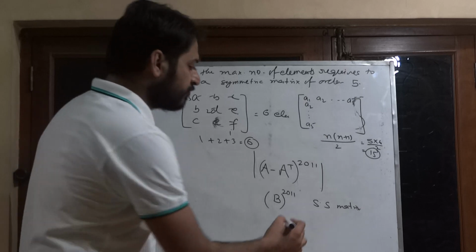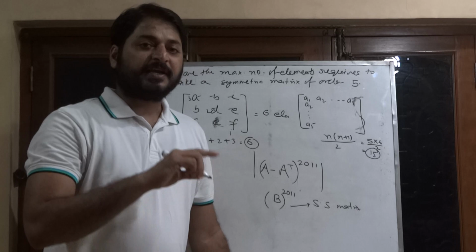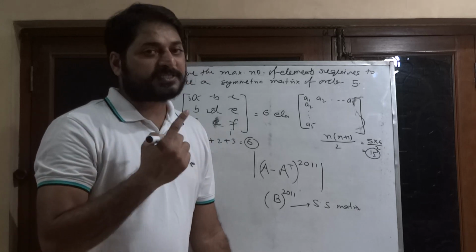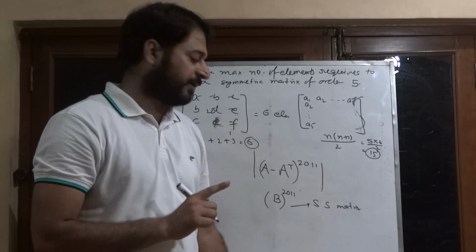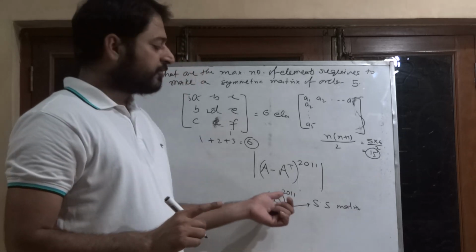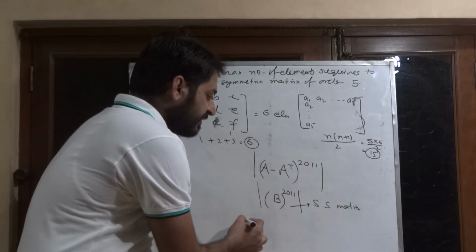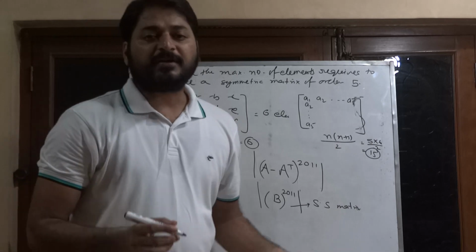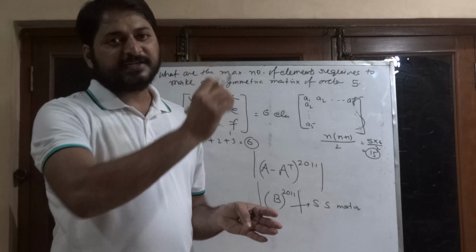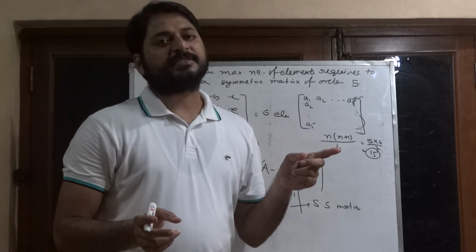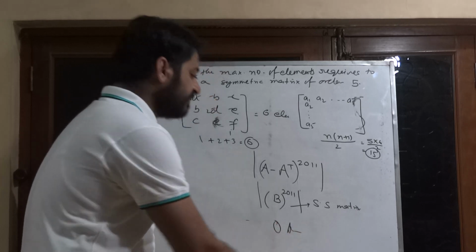This means it is also a skew symmetric matrix, because as I said, if A is a square matrix, then A to the power 2n will be symmetric, whereas A to the power 2n plus 1, that is odd power, is always skew symmetric. 2011 is an odd power, so it's a skew symmetric matrix as well. And if you take the determinant of this, just now I said the determinant of a skew symmetric matrix is always 0, because the leading diagonal, that is the principal diagonal elements, are all 0. So the determinant of this is also 0. So this is the answer.